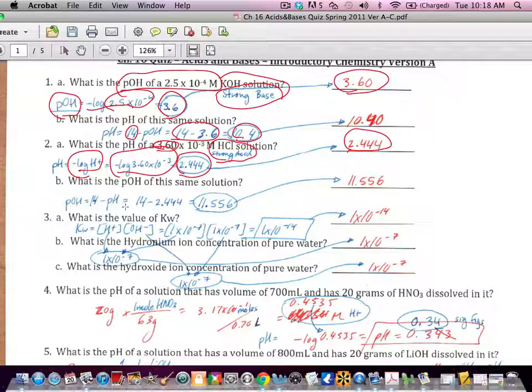What is the pOH of the same solution? Again, pOH equals 14 minus the pH, so it's just 14 minus 2.444. It's 11.556.